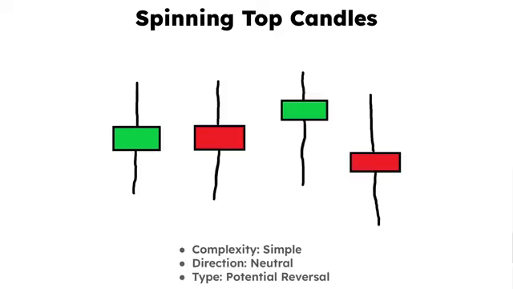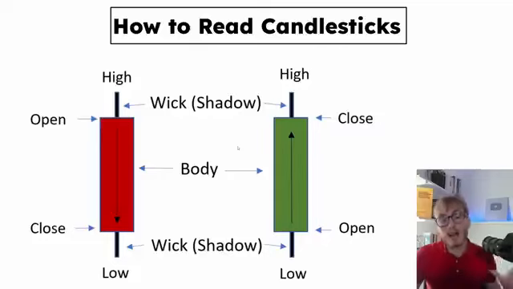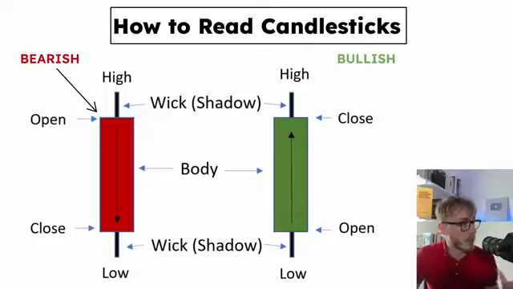Alright, so before we start looking at all the candlestick patterns and everything you need to know about the actual candlesticks, we have to start with the basics, and that is, how do we read candlesticks and how do we read candlestick charts? Well, first things first, we have 2 different types of candles. We have a red candle, which is also called a bearish candle, and we have a green candle, which is also called a bullish candle.